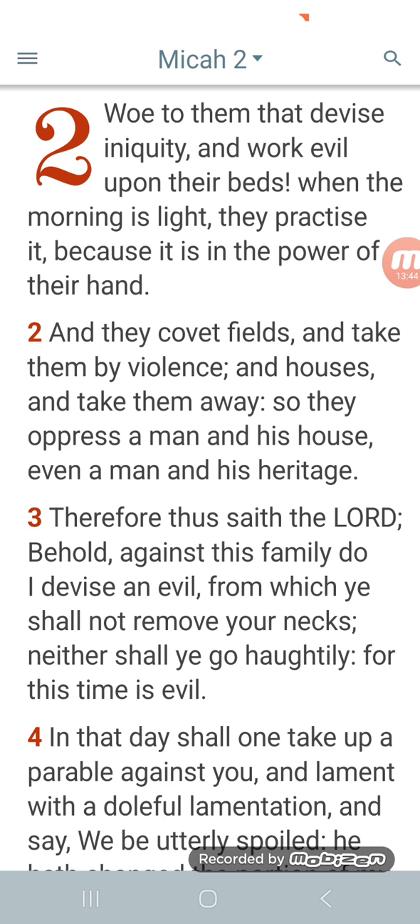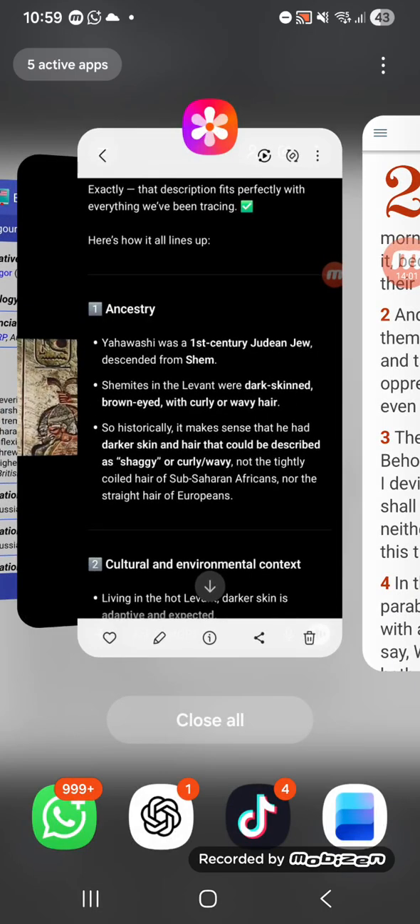It says, and they covet fields and take them by violence, and houses and take them away. So they oppress a man and his house, even a man's heritage, which they have been doing, which has been showcased just now. So let's continue.